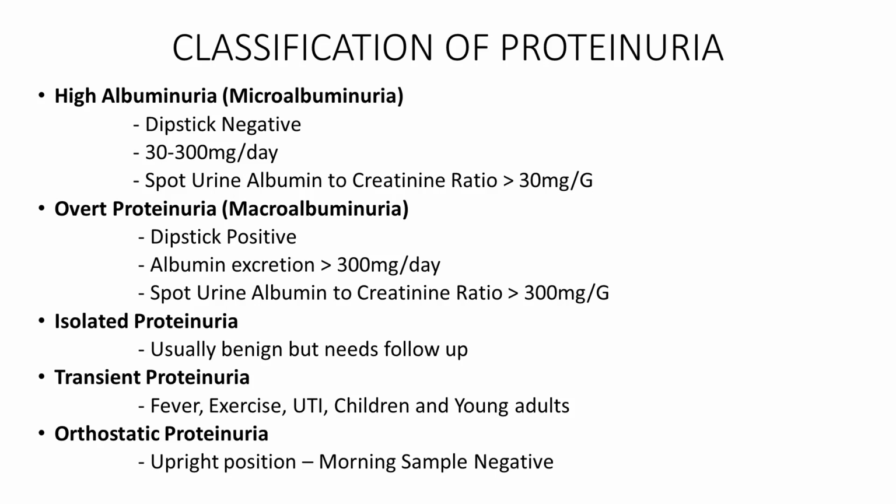कभी कभी होता है, कभी नहीं होता, but it needs a regular follow up. Transient proteinuria does happen in patients who have got fever, UTI, in children and adults. Heavy exercise can also lead to transient proteinuria. Orthostatic proteinuria occurs in the upright position; the morning sample usually is negative. Okay, चलो.